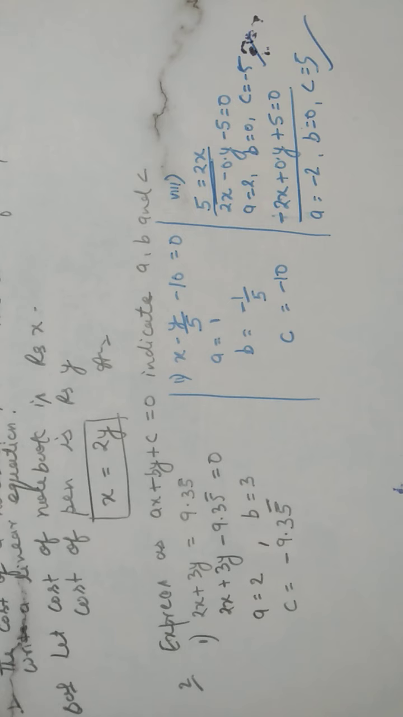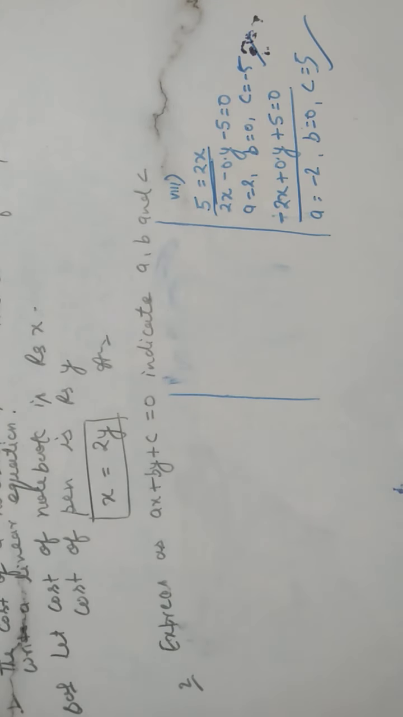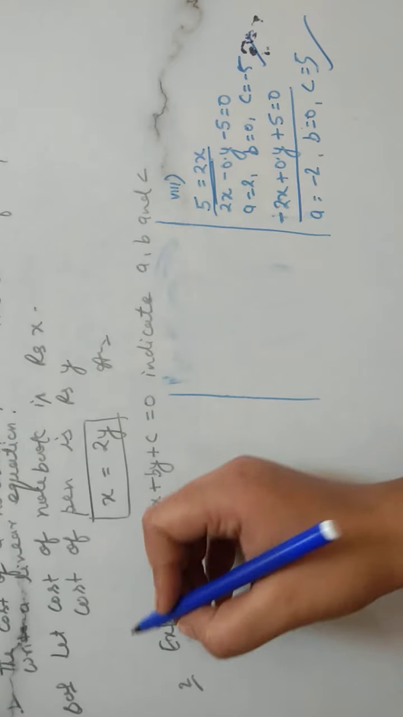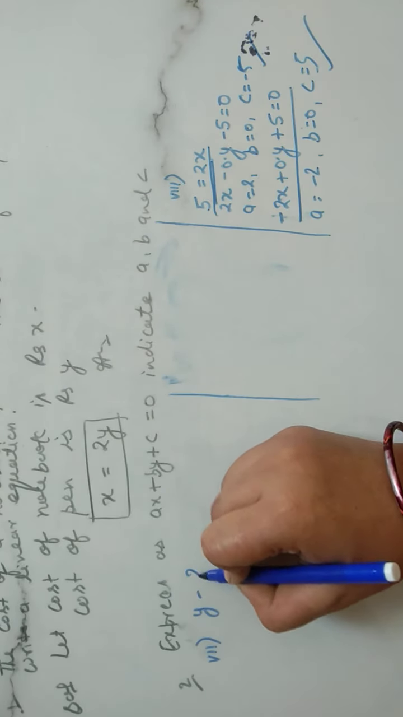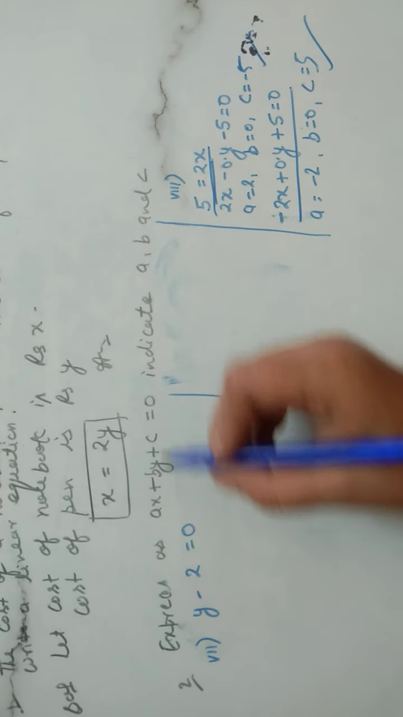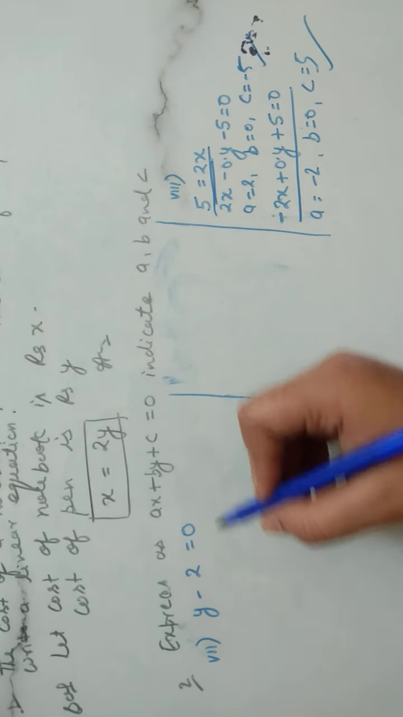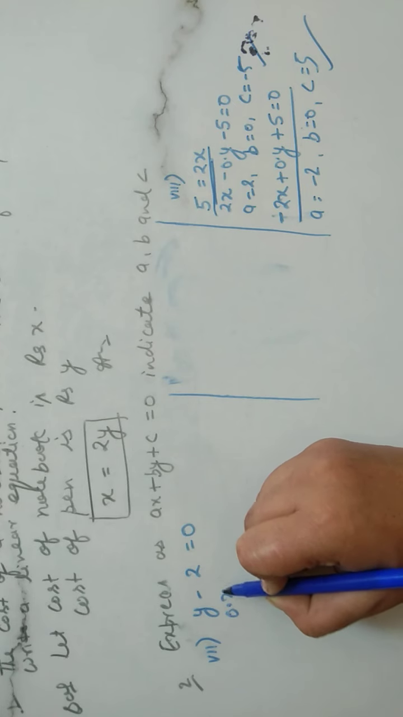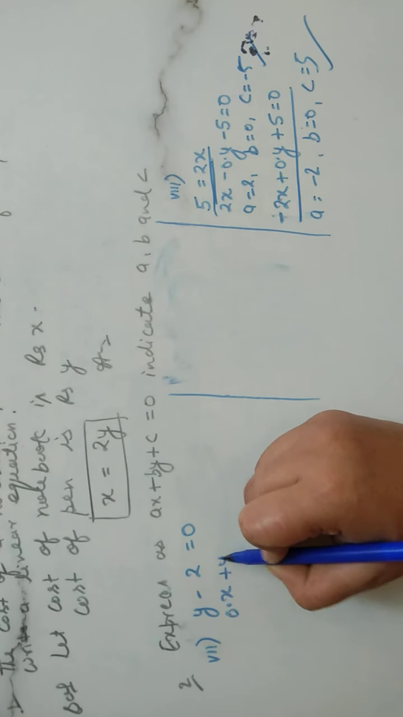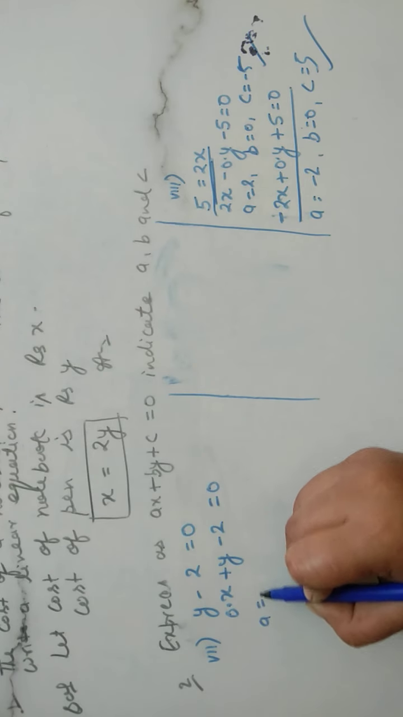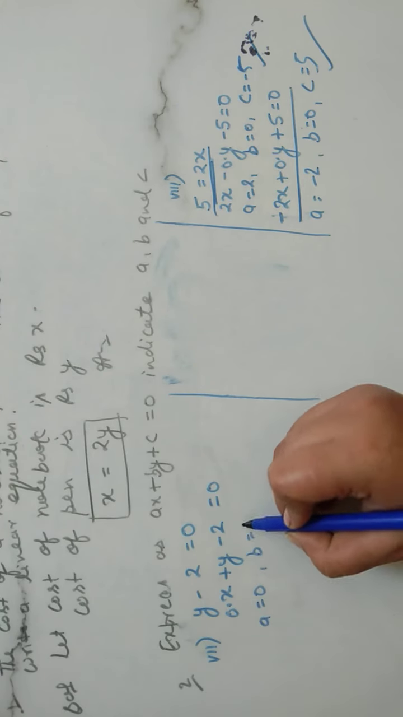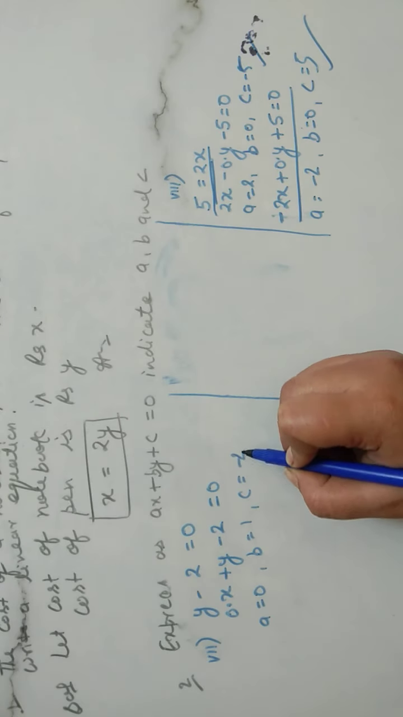Okay, one more question we will discuss. If there is still any issue, we will discuss the 7th part. Okay, just see what the 7th part is. For example, this 7th part is y minus 2 equals 0. So when we are comparing, x is not here. For x, we will put the coefficient as 0 and the remaining things are the same. So when we compare it, a is 0, b is 1 and c is minus 2.